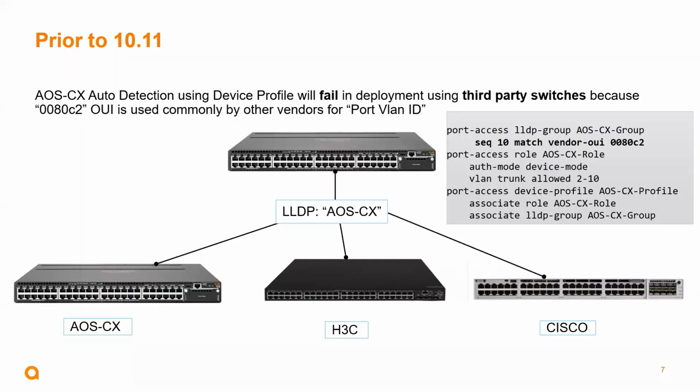So far, we have seen the new organization-specific TLV introduced for AOS-CX switches and the use case of it. Then a question may arise: why was it not introduced previously, and why are we introducing this OUI currently in the 10.11 release? Let's see the background. Previously, for device profiling, which is a legacy feature available in AOS-CX switches, we were using this vendor OUI 0080C2. This is a vendor OUI common to all the switches. It is the vendor OUI for the port VLAN information in most of the switches like AOS or H3C or Cisco. So this vendor OUI was used by us as well in our AOS-CX switches.